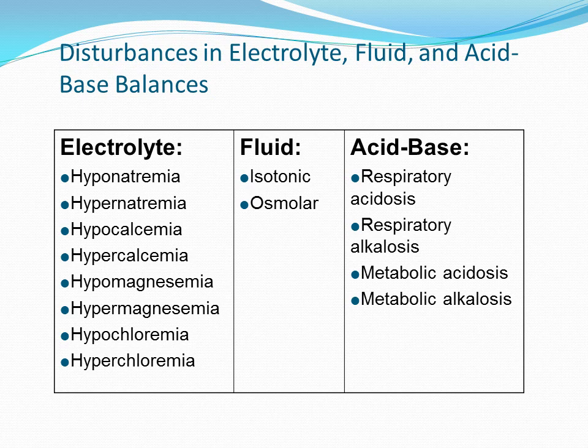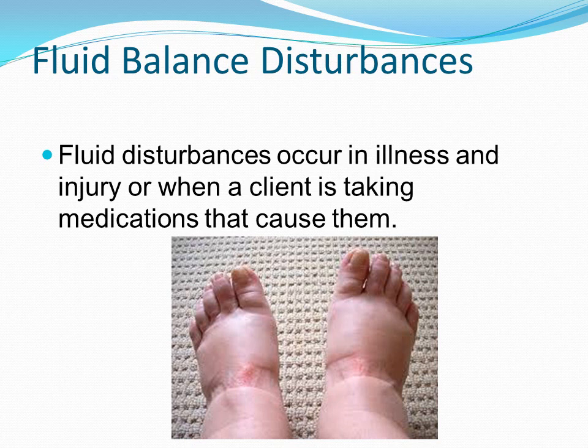And these are some of the disturbances that we may see with electrolyte and fluid and acid-base balances when things aren't working right. Isotonic deficit and excess exist when water and electrolytes are gained or lost in equal proportions, but osmolality remains unchanged. Osmolar imbalances are losses or excesses of water that affect concentration or the osmolality of the serum.